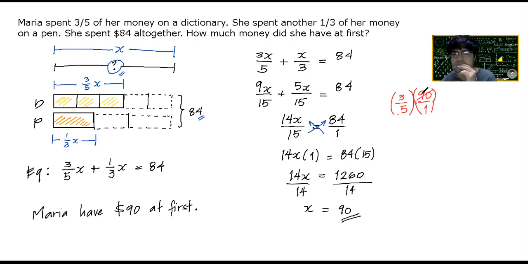So 90 and 5 are divisible to one another, and this will become 18 over 1. Multiplying 3 by 18, our rule in multiplication of fractions is numerator to numerator, denominator to denominator. 3 times 18 is 54 over 1, and therefore this is $54. Now, how about 1/3 of her money for the pen? We divide 90 by 3, so 30 over 1. 1 times 30 is 30, 1 times 1 is 1, and therefore this is $30.